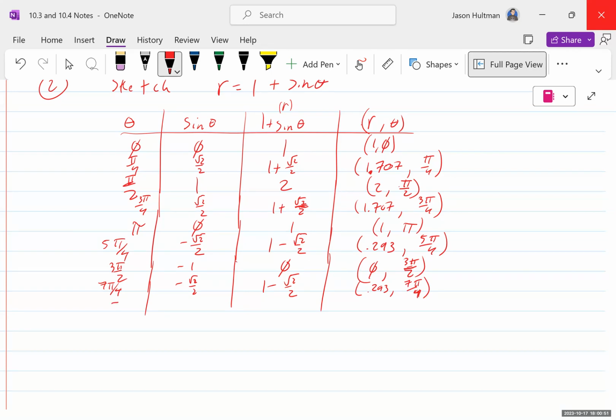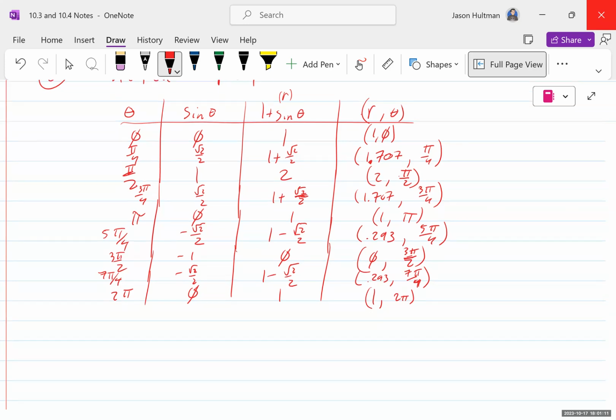And the last one is 2 pi. We've gone all the way around the circle, and we get 2 pi. The sine of 2 pi is again 0. So this is 1. And so we're basically back where we started. It's 1 and then 2 pi, which is essentially 0. So we've made full circle.